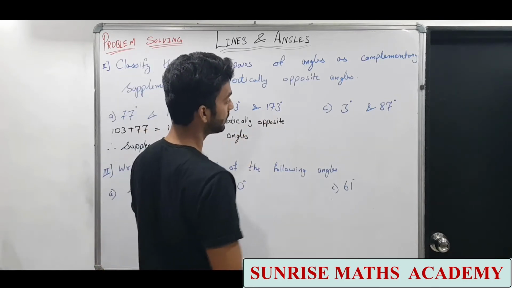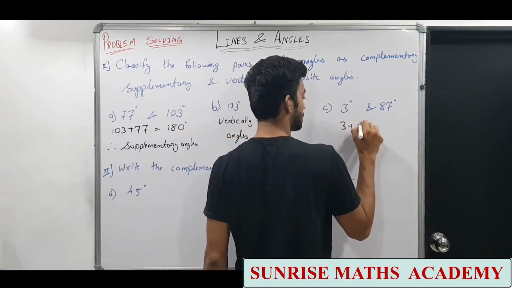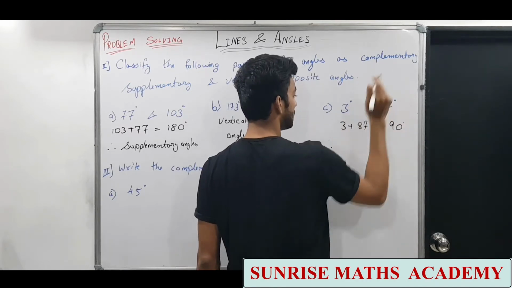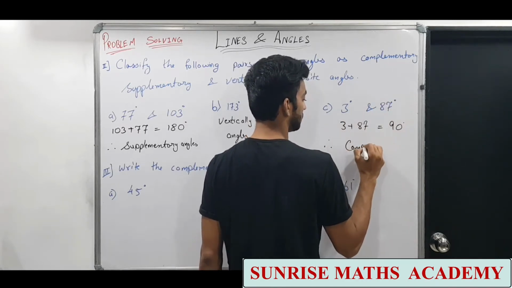And the last one, 3 and 87. So 3 plus 87 equals 90 degree. Therefore 90 degree means complementary angle.